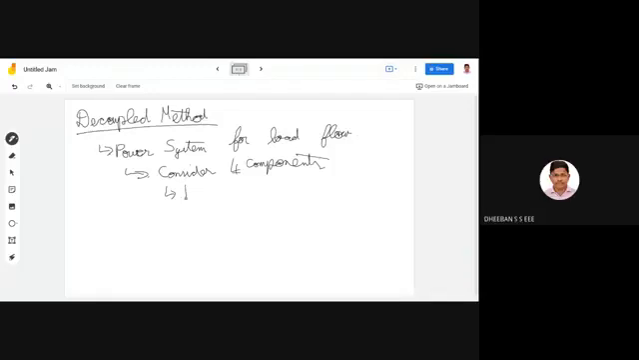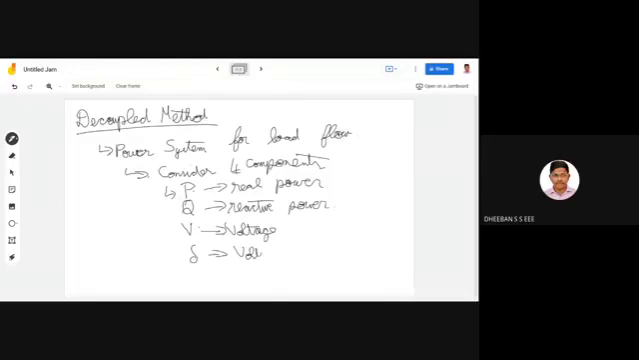The first one is your P, which is nothing but your real power, and the second one is your Q, which is your reactive power. After that it will be V, your voltage, and then delta, that is your voltage angle. So these are the four components.